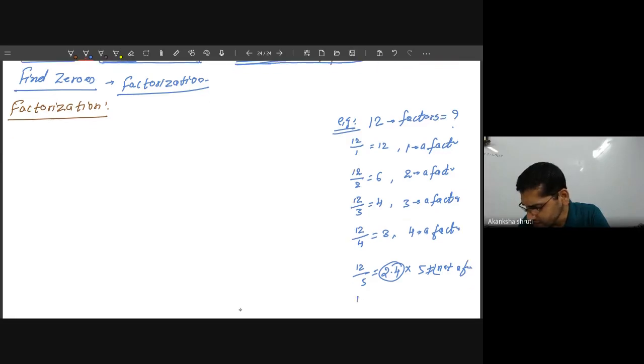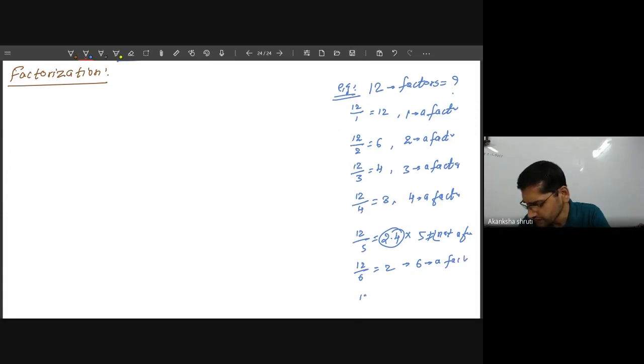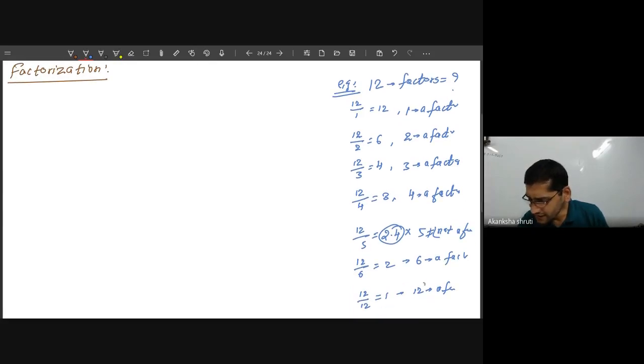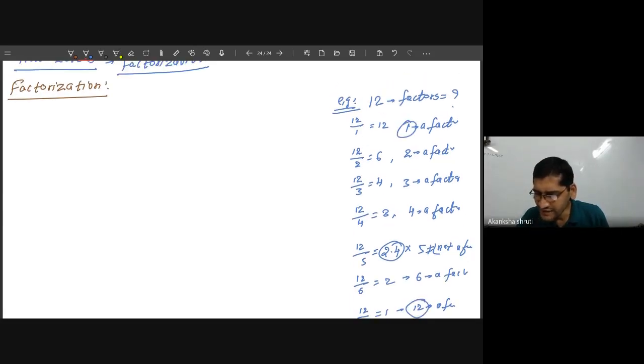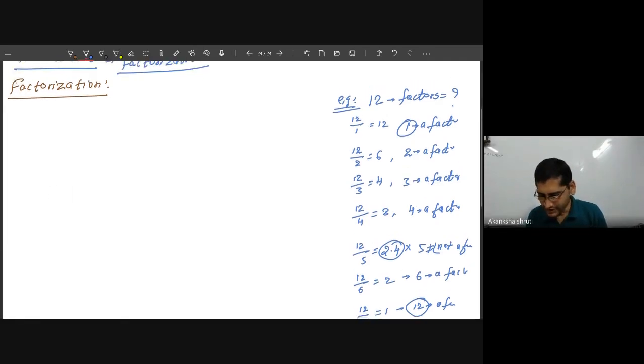If you are taking this 12 divided by 6, you are again getting 2. It means 6 is a factor. If you are taking 7, it will not be divisible. 8 not divisible. 9 not divisible. Just by 12, still you are getting 1. So 12 is the other factor. So what we are observing, the number itself, 12, and 1 are factors of each and every number. Excluding that, there are certain other numbers.